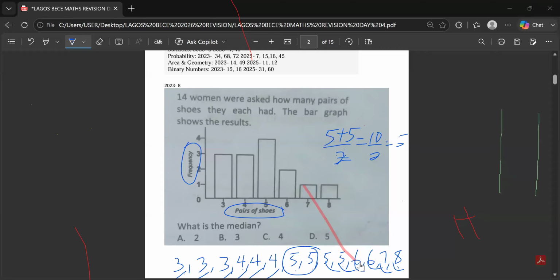The answer can never be 5. It will be 11 divided by 2. That's 5.5. Is that clear?